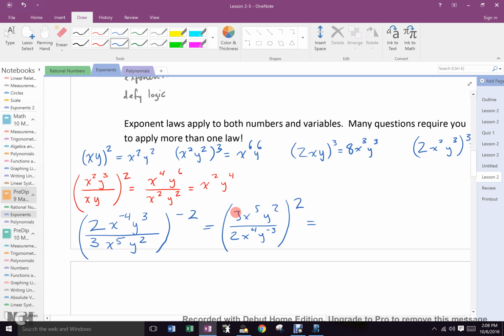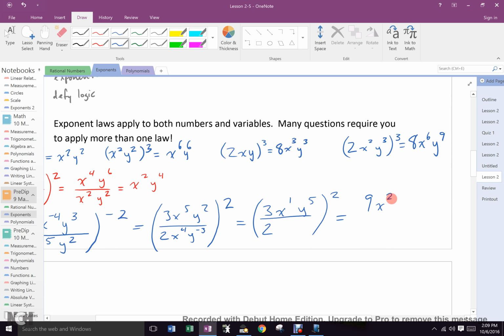Okay. Can't do 3 over 2, but you can do these, right? So you're going to have 3 over 2. What's 5 minus 4? X to the 1. I'm going to write 1 because I'm not done. What do we do with 2 and 3? Subtract it. It's 5, because it's 2 minus minus 3. Y to the 5th. And all of that is what? Still squared. Keep it rolling.